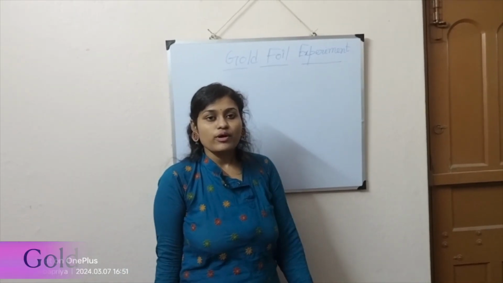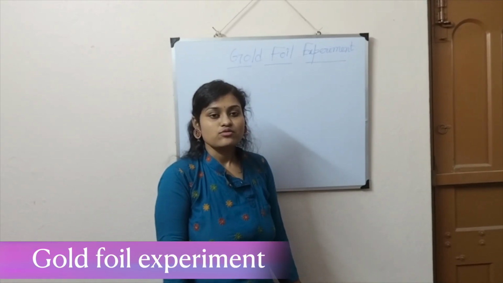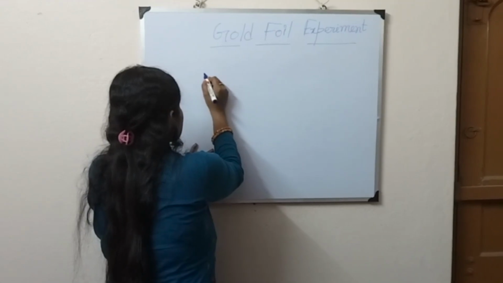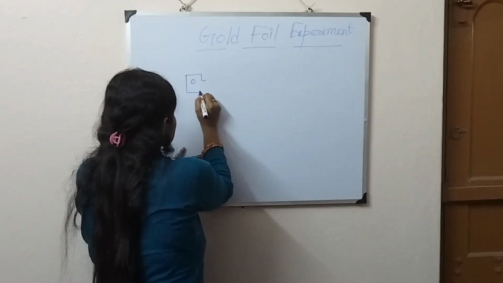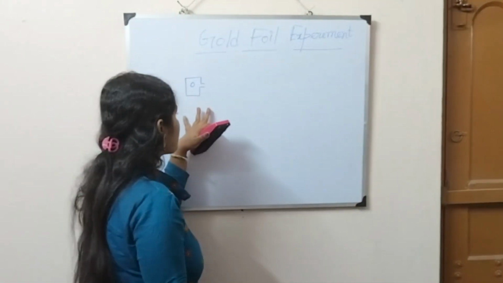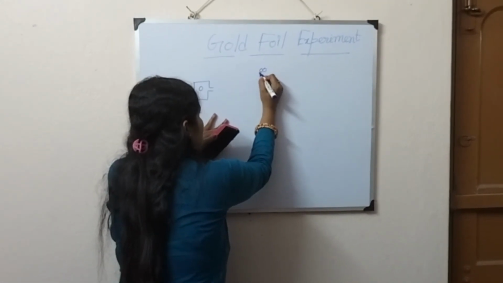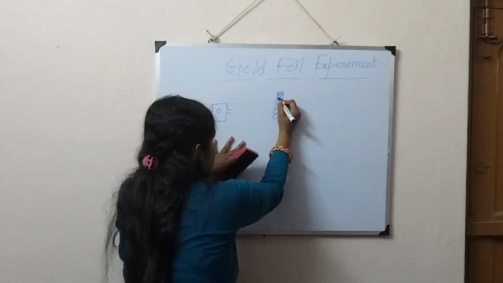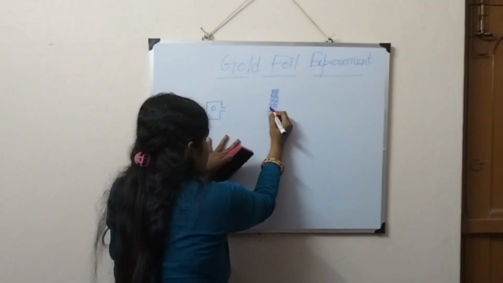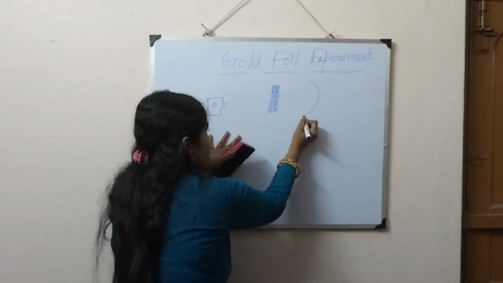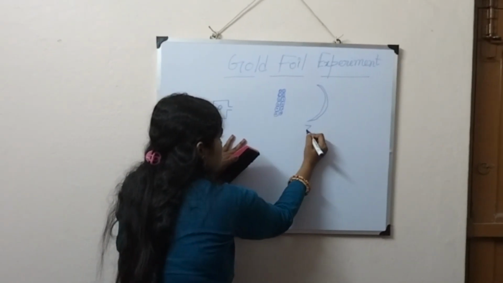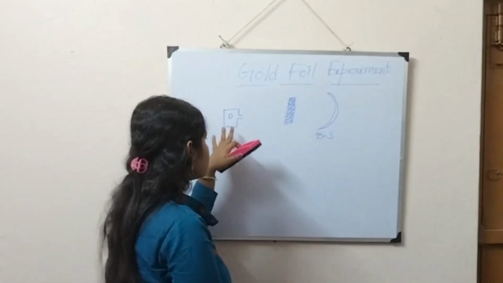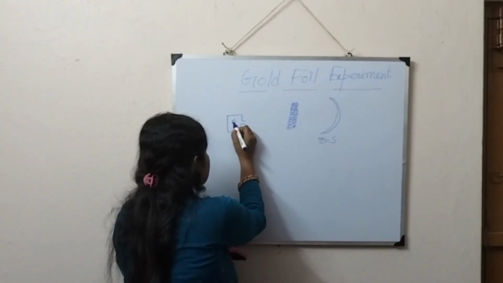For the gold foil experiment, he first used a radioactive source. For this we should study a figure. So what is the gold foil experiment? He used a radioactive source, then there is a gold foil sheet, in which positively charged particles are present, and there is a zinc sulfide substance. In the radioactive source he used polonium.